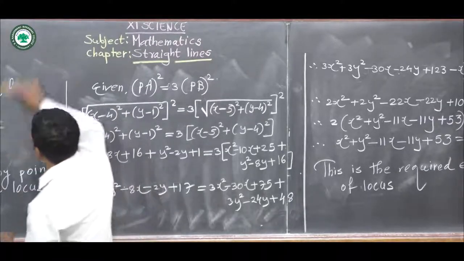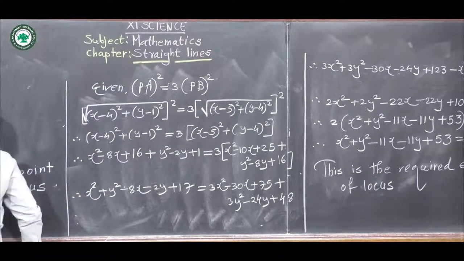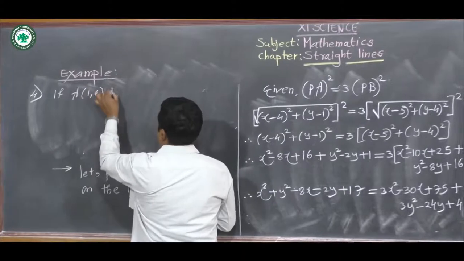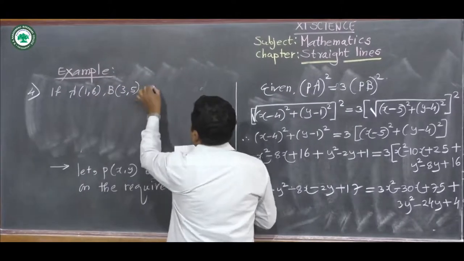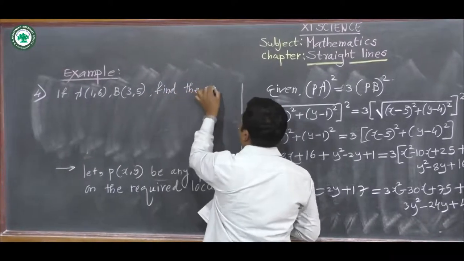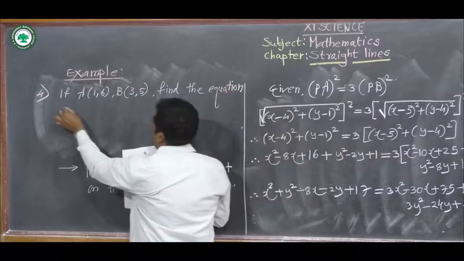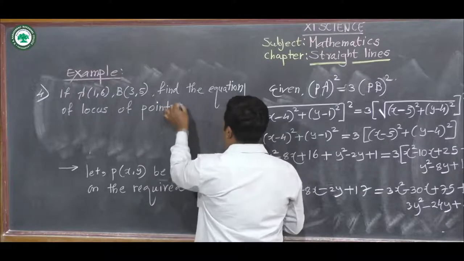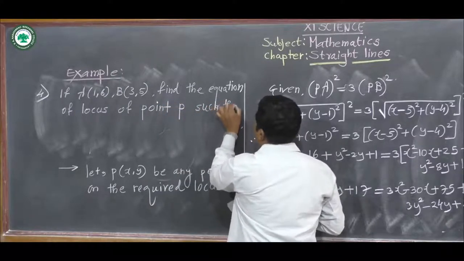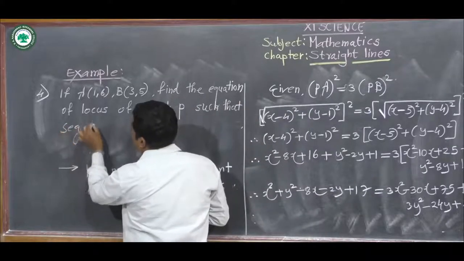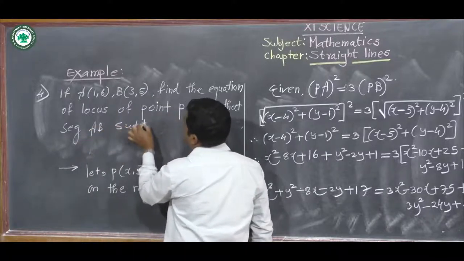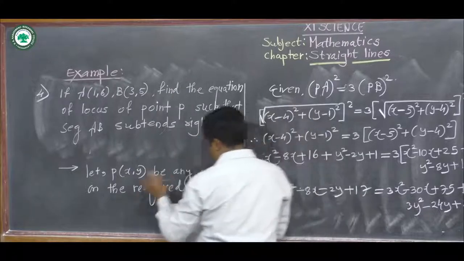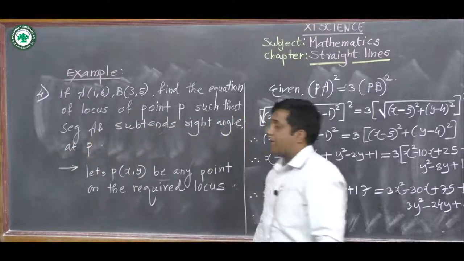Here in the last, given, in fourth, if A is (1, 6) and B is (3, 5), find the equation of the locus of point P such that segment AB subtends a right angle at P.